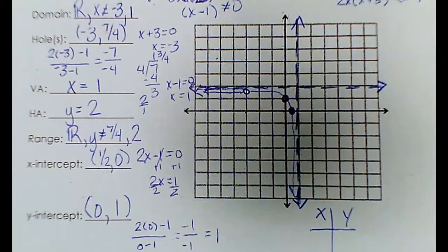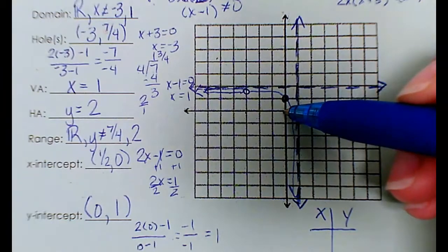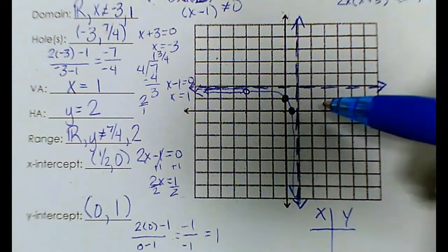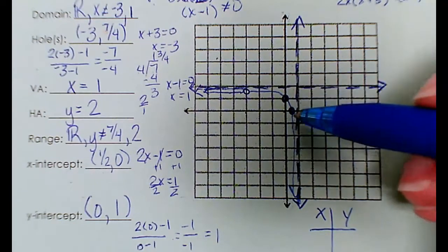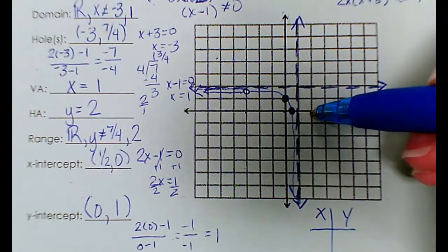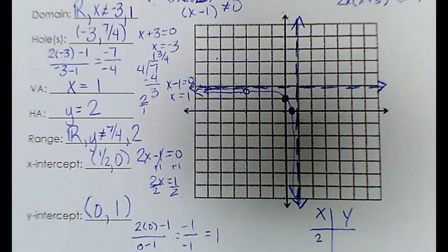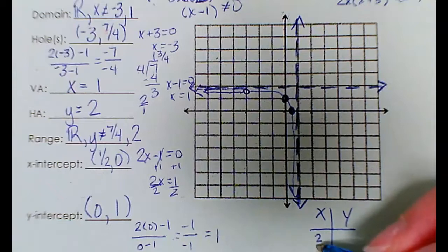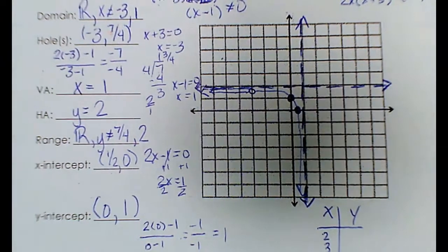But I need x values for this. So what x value should I probably try and find a point for? Well, 1 is an asymptote, so there's no point there. But 2 would be good, to figure out how much I need to go up. And then maybe the next x value, so maybe 3. Okay, 2 and 3.